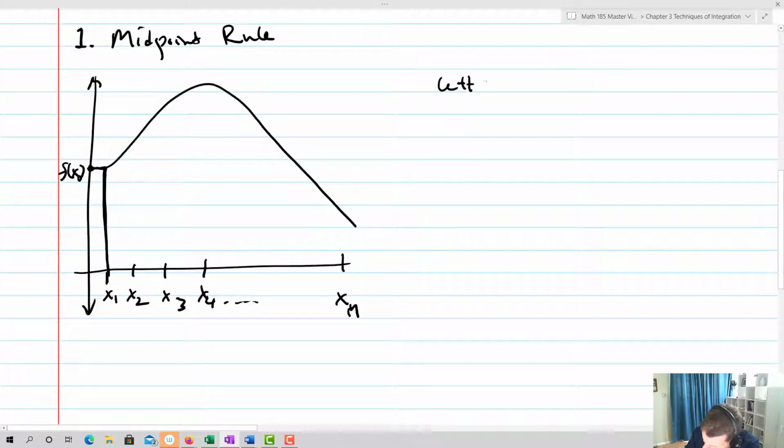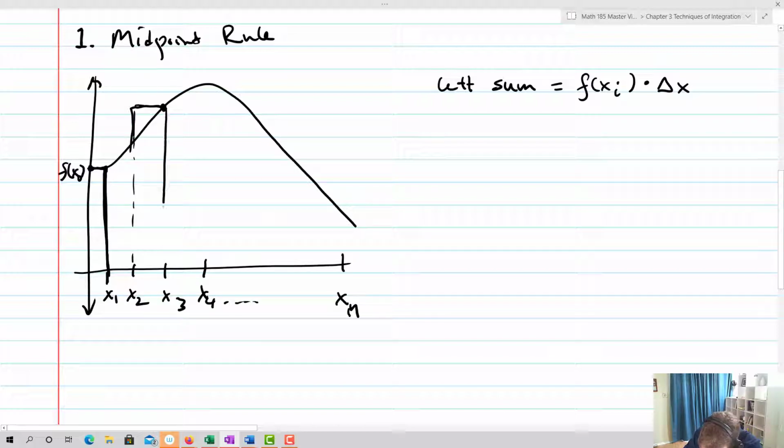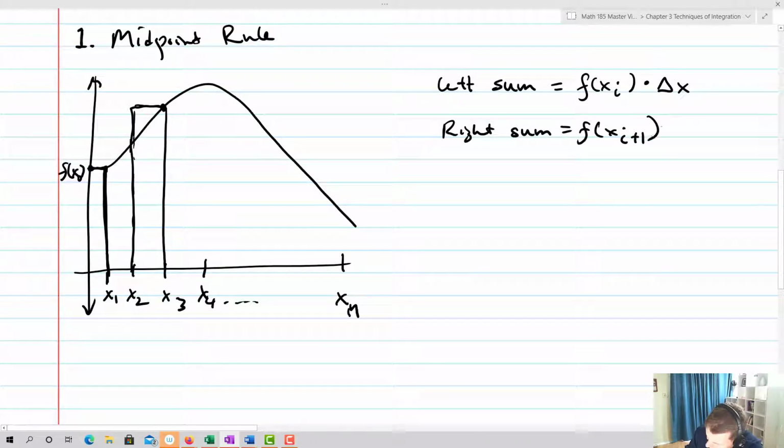So the left sum, each rectangle in the left sum will end up equaling f of xi times delta x. Now if I did the right sum, let's actually choose a different one so we can make it clear. Let's say I did the right sum for x3, okay? So now there's my right sum, and you can see in this case it overestimates a little. My right sum is going to end up equaling f of xi plus 1, and then we'll multiply that by delta x, okay?